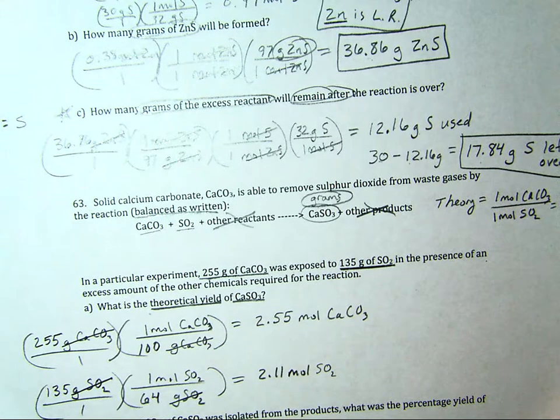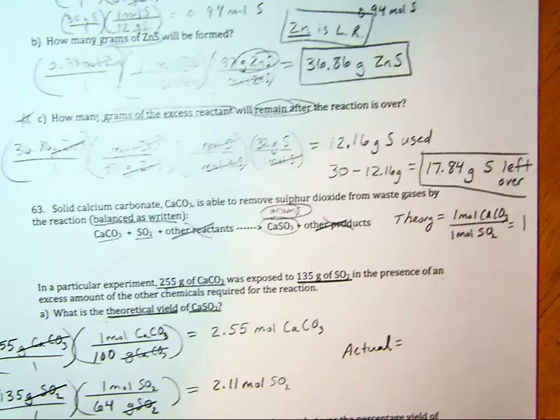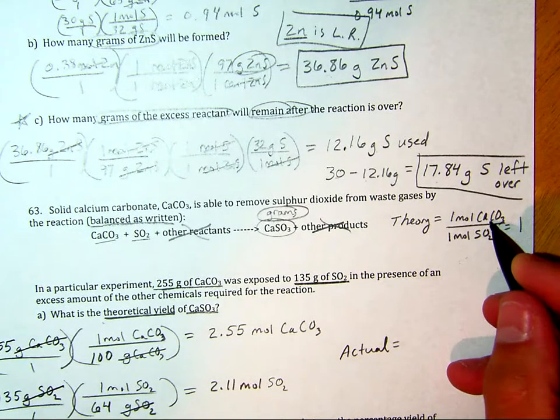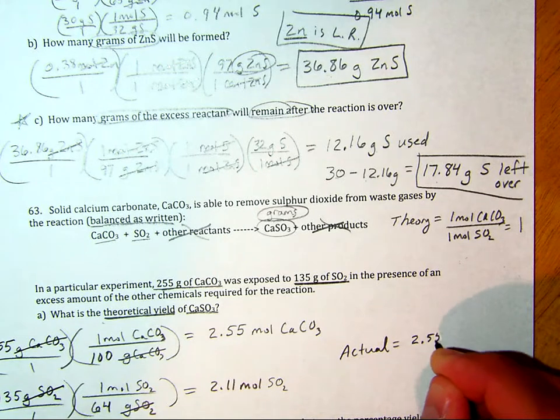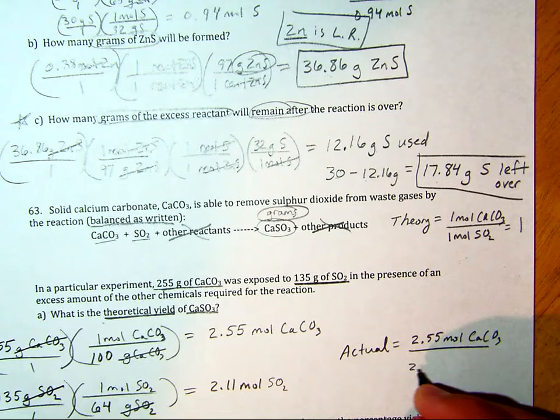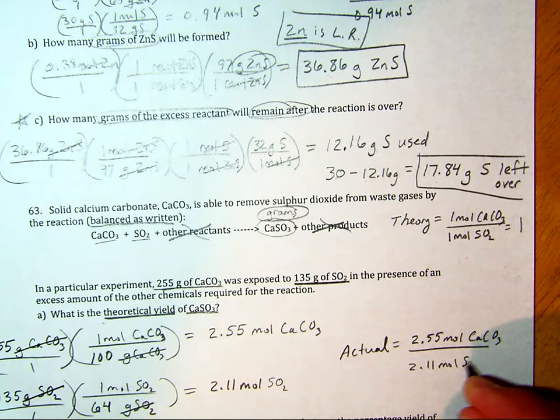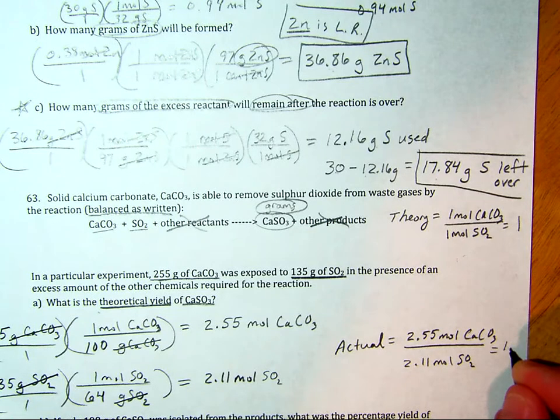All right, and so now we can do our actual mole ratio here. Notice that I put moles of calcium carbonate on top, so I'm going to keep it with that on top. 2.55 moles of CaCO3 on top, and 2.11 moles of SO2 on the bottom. So now let's divide those numbers and see what my mole ratio actually is. And I'm getting my mole ratio is 1.2.